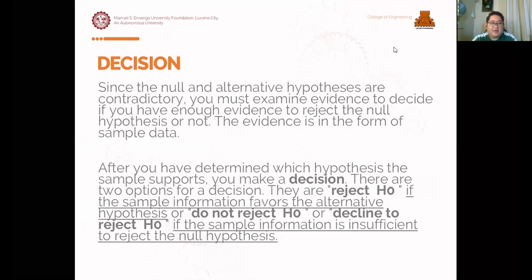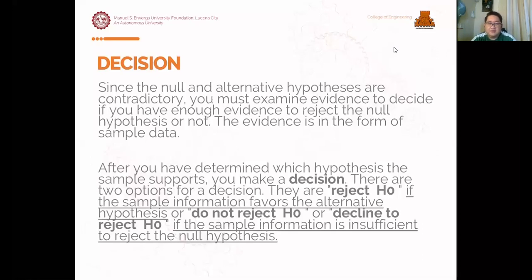So, meaning, halimbawa, upon sampling, lumalabas na 85% pala talaga. Halimbawa, naging 75% na lang ang male student sa first year engineering, no? Ang nangyari, 25% na pala ang female. So, reject na natin yung null hypothesis natin na equal siya sa 80%.